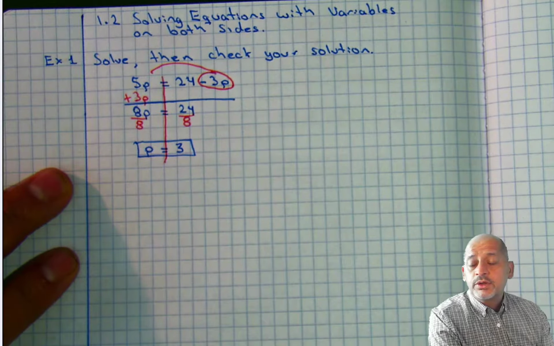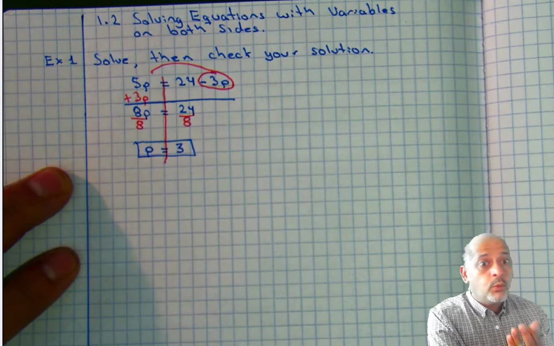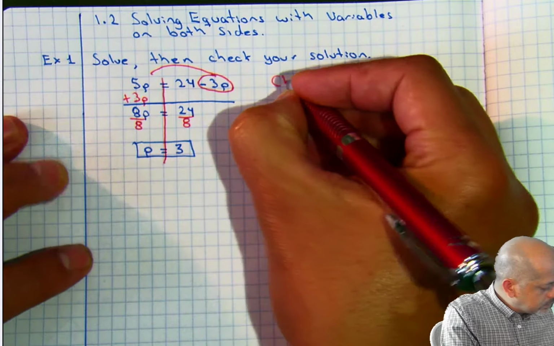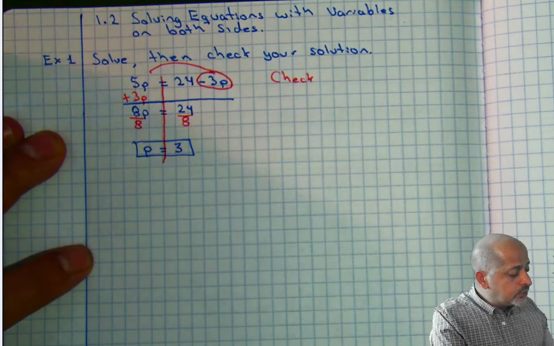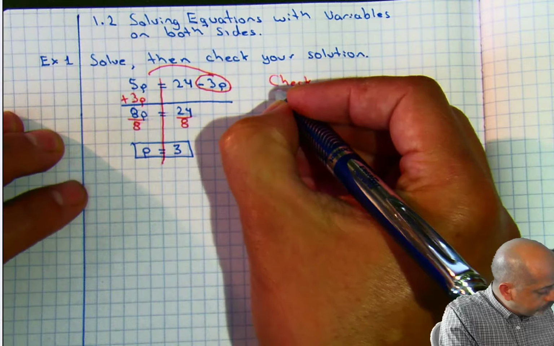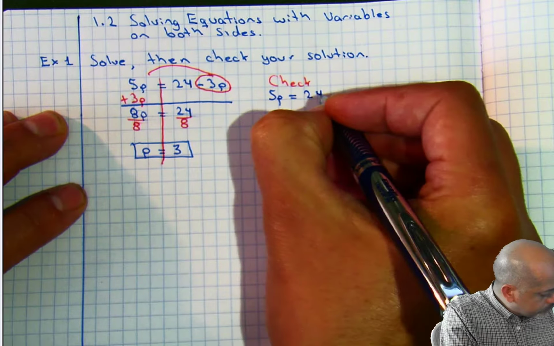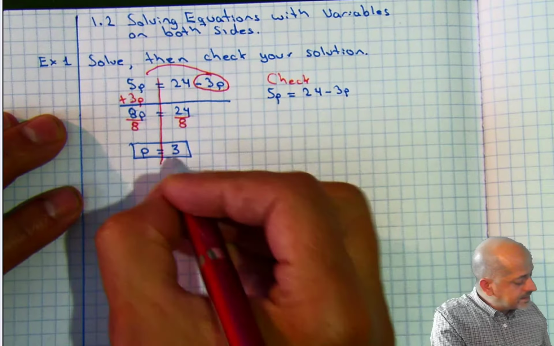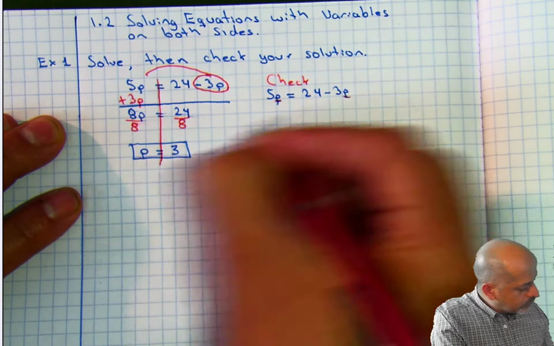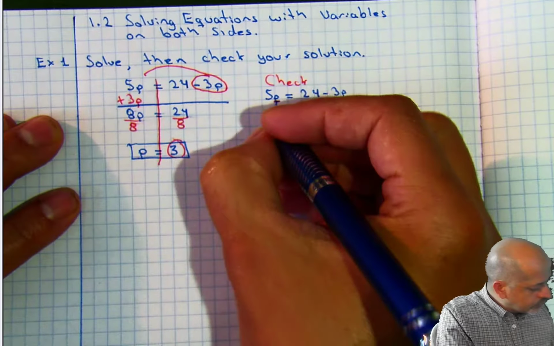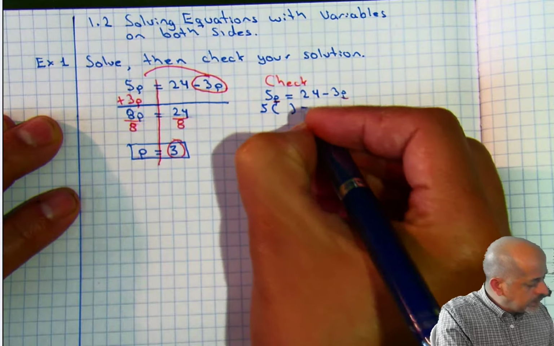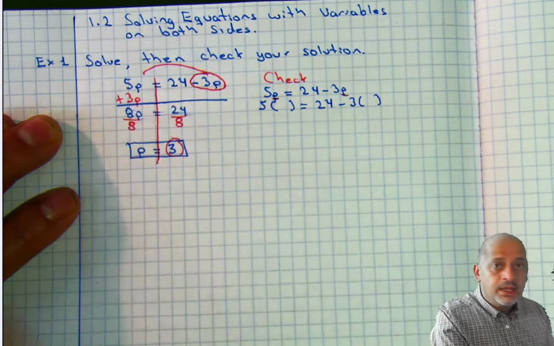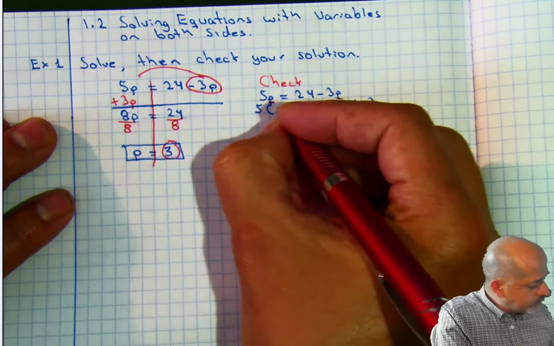Now I need to check it. So now we think our solution is 3, but one way to check it is to plug it back in. So let's go and write the word check on the right hand side. And I'm going to write the equation down. But now to check it, I need to replace the value of p with a 3. So therefore I have 5p equals 24 minus 3p. And now I'm going to replace each p with a 3.